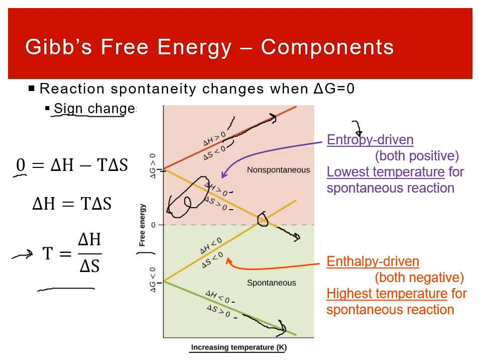One quick note: if you do this calculation and you get a negative temperature, that is impossible. You cannot have a negative temperature. What that means when you get a negative temperature is that you're dealing with either this situation or this situation. Basically, it's telling you that there is no real life temperature where the spontaneousness changes. It's either always spontaneous at every single temperature or never spontaneous at every single temperature.